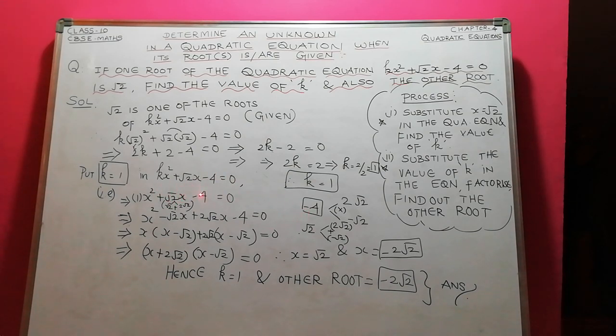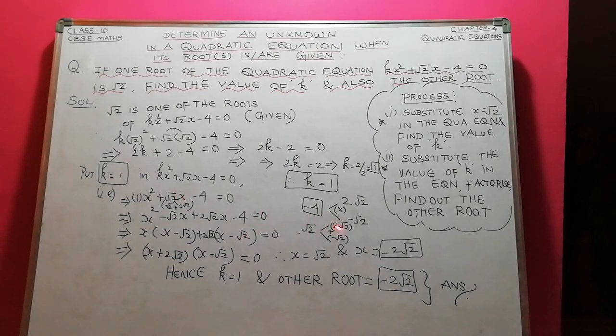Since the product is negative, one will be positive and the other one will be negative. So we are finding the two factors, that is 2 root 2 into minus root 2, which gives you minus 4. Now, the middle term is root 2. How can you split that root 2?